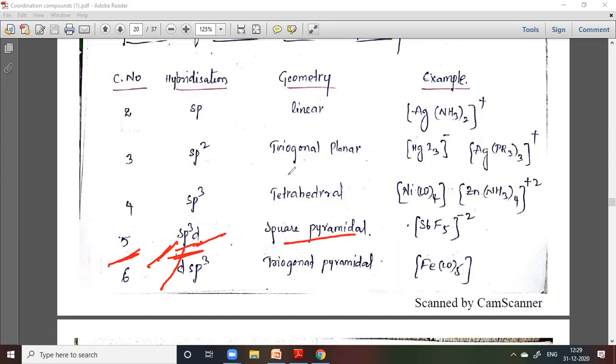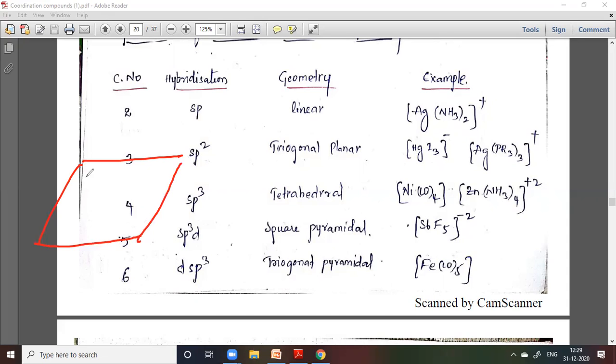So it is a square pyramidal structure. That means you have to take a square like this. This is our square, with a ligand like this. Here 4 ligands are there, and the central metal ion. There is one ligand which is upper or lower, whatever may be. Take it on top, or take it below. And the structure is like this.